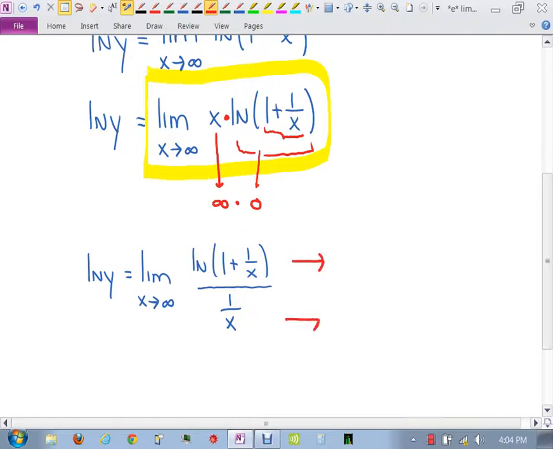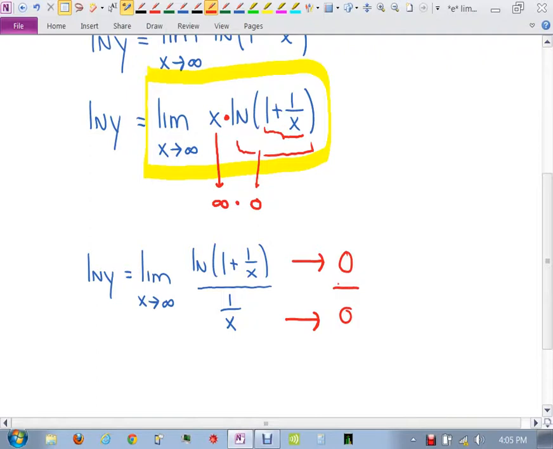Now, I'm going to just double check this. What is the numerator going to? So 1 over x goes to 0, right? That goes to 0, plus 1, that goes to 1. Natural log of 1 is 0, right? Now on the bottom, 1 over x goes to 0. So now we have 0 over 0. L'Hopital.